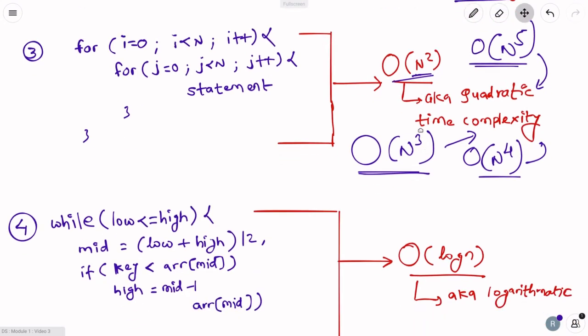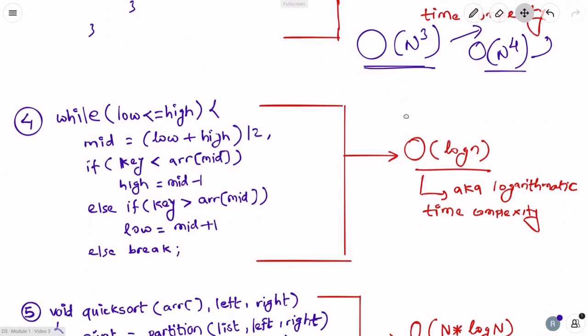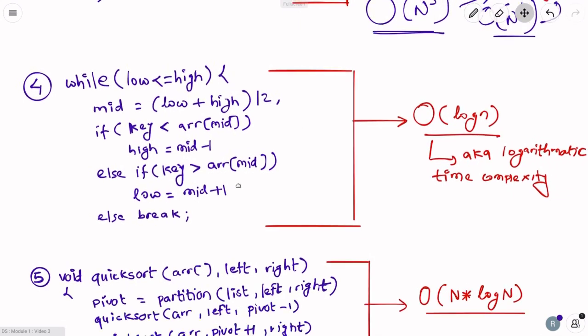Let's go ahead and explore another program. So we have a while loop, and this is a very standard algorithm called the binary search algorithm. I'm going to discuss this algorithm in the next module, that is arrays, but right now just focus on this code snippet. We are not going to care about the logic behind this algorithm. We just need to calculate the time complexity.